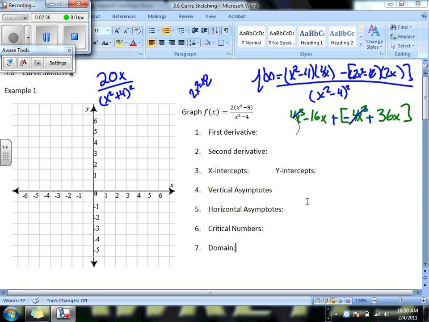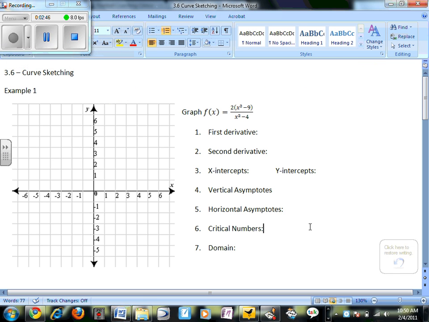And if my smartboard will cooperate, I would erase that. Okay, well, looks like it's not going to let me erase, which is okay. I'll remember what our derivative was. Our first derivative was 20x all over x squared minus 4 squared.